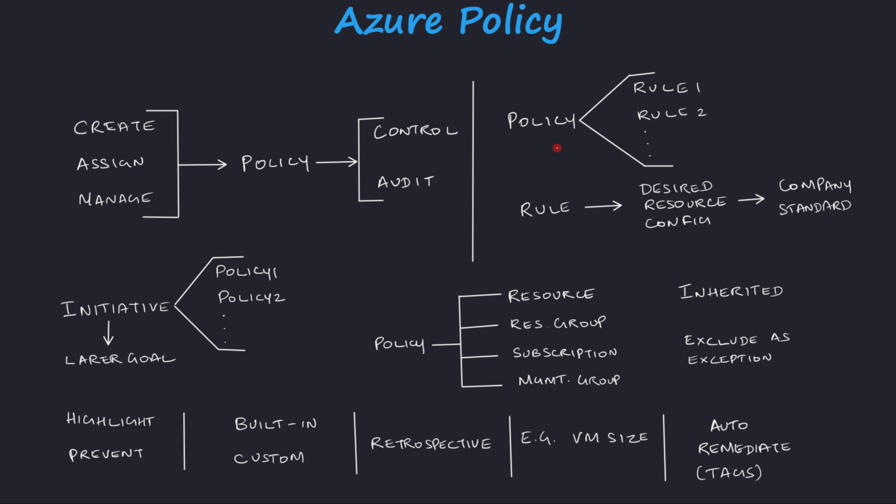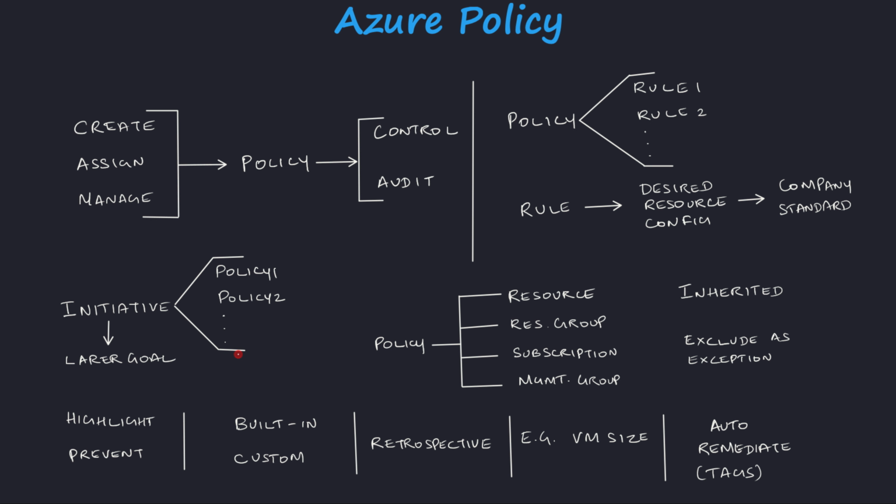And we can even group these policies together. When you group multiple policies together under a name, you call it an initiative. So an initiative is nothing but a group of policies. You normally create initiatives to achieve a larger goal. For example, this could be something like monitoring cost or enhancing security and things like that.